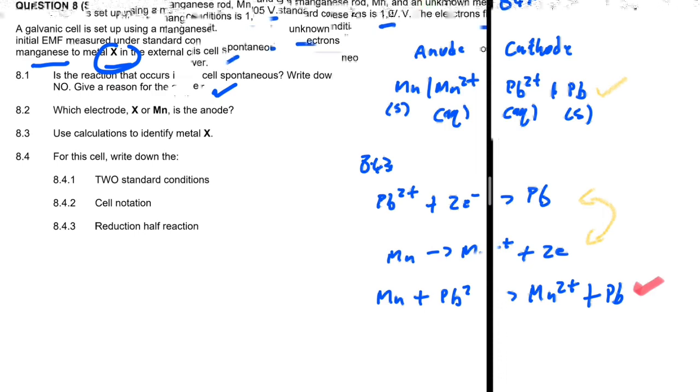2.3. Experiment 2. So in experiment 2, the learner now sets up a galvanic cell as shown below. The cell functions under standard conditions. 2.3, write down the energy conversion that takes place in this cell. We know the energy conversion that takes place in a galvanic cell. That is chemical energy to electrical energy. Let's go ahead and take a look at 2.4.